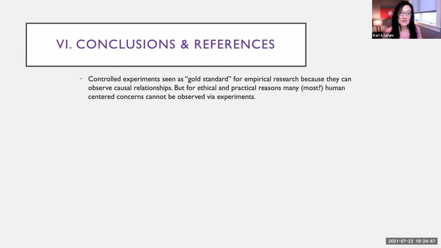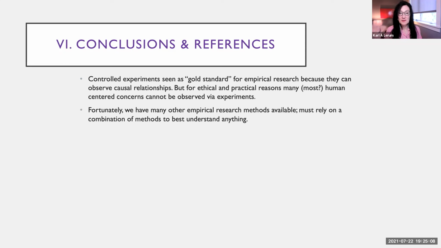So in conclusion, controlled experiments are seen as the gold standard for empirical research because they can observe causal relationships or strongly infer causal relationships. But for ethical and practical reasons, maybe most human-centered concerns cannot be observed through experiments. Fortunately, we have many other research methods available, and ultimately all of us need to rely on a combination of methods and epistemologies to really understand anything.